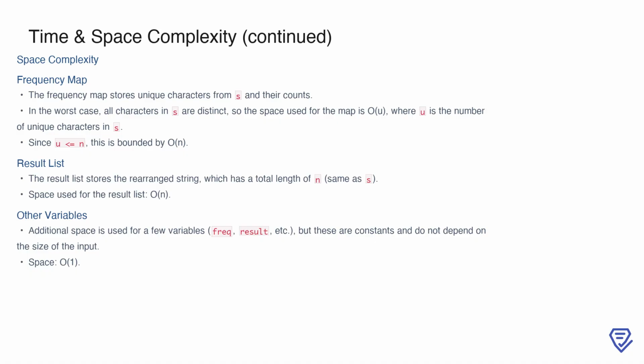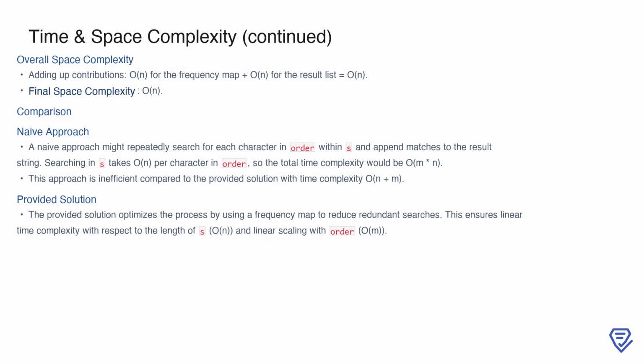Next, we consider the result list, which stores the rearranged string. Its total length is equal to n, so it also requires O(n) space. Beyond that, we use a few additional variables like frequency and result, but these are constant in size and don't scale with the input. Therefore, the additional space is O(1). Combining these, the overall space complexity is O(n) plus O(n), which simplifies to O(n). Bringing it all together, the overall space complexity of the solution is O(n), which accounts for both the frequency map and the result list.